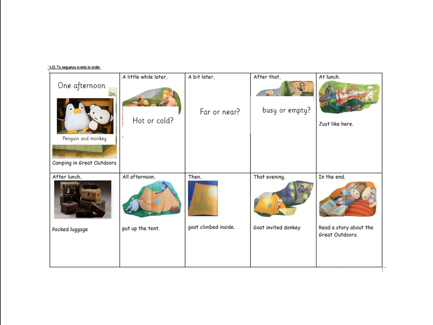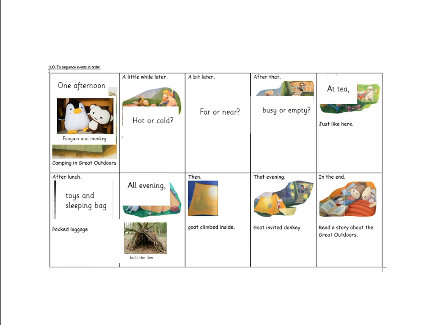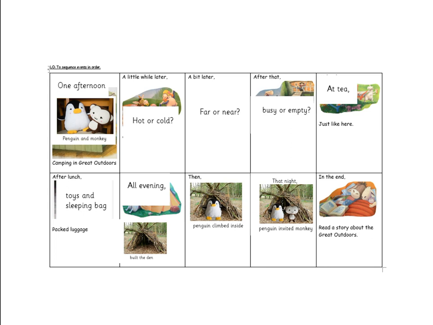So then we've got busy or empty. And then at lunch, I'm going to change to at tea. They decide to go somewhere just like here. So after lunch, in fact it's going to be after tea, the animal packs his toy and sleeping bag instead of the luggage. Then all evening, they built a den. So it's going to be slightly different camping, not in a tent, but a den. Then Penguin climbed inside. That evening, or that night, Penguin invited Monkey to come into the den.